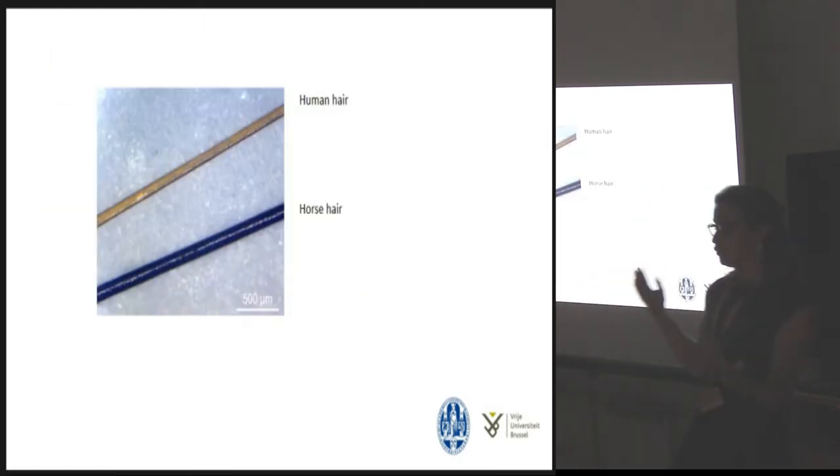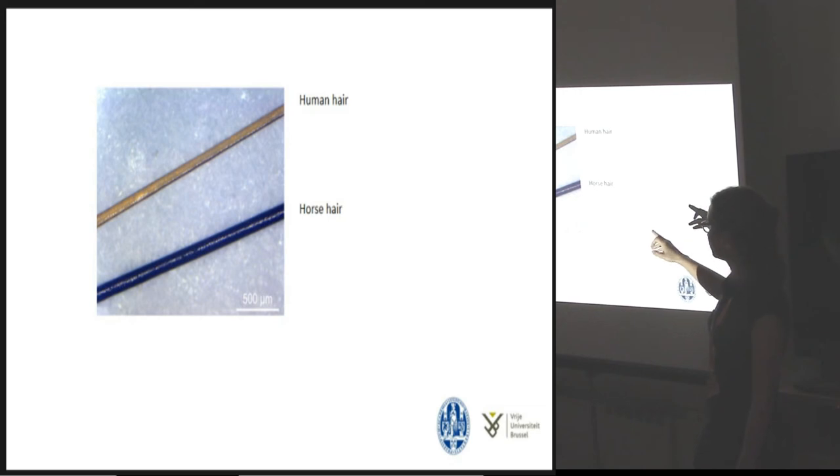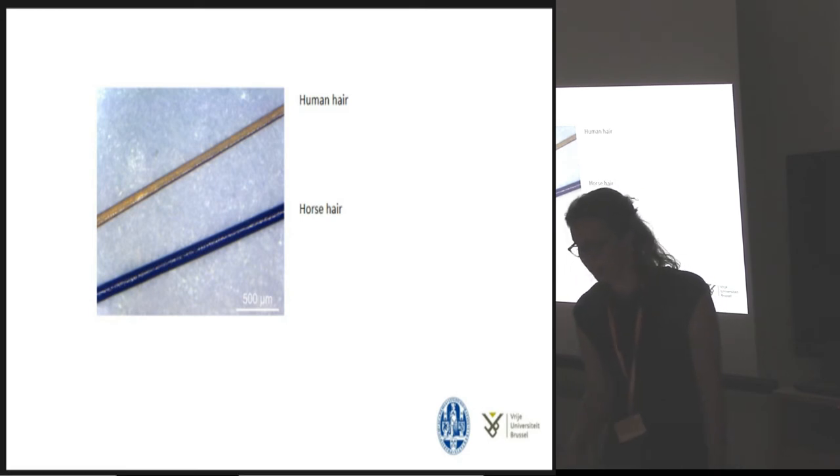So why is there a difference between human and horse hair? Well, I think it can be, but there is also a lot of research needed for that. Human hair is not as big in diameter as horse hair, and I think there is also a difference in structure. But we need to do more research on that.